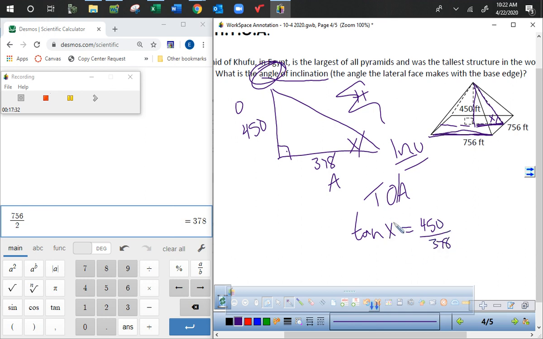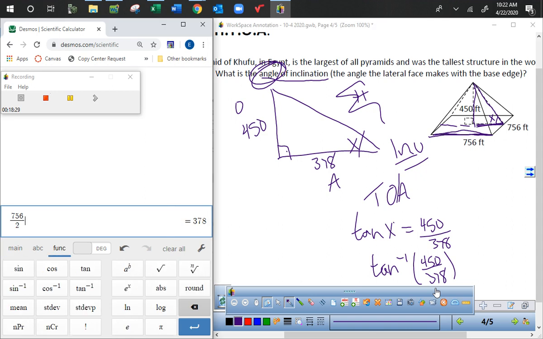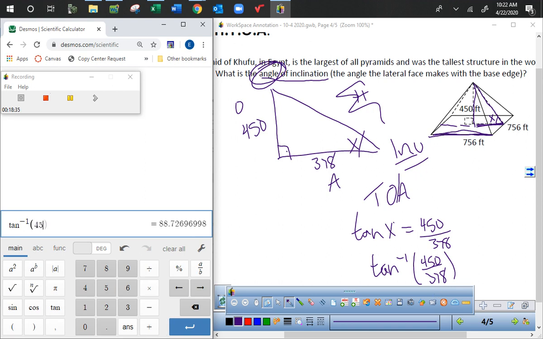Anytime x is on the inside here, we just use the inverse. So inverse tangent of this fraction, 450 over 378, and we can type that in. Inverse tangent, going back to my main screen here, 450 divided by 378, and we get an angle of about 50 degrees.